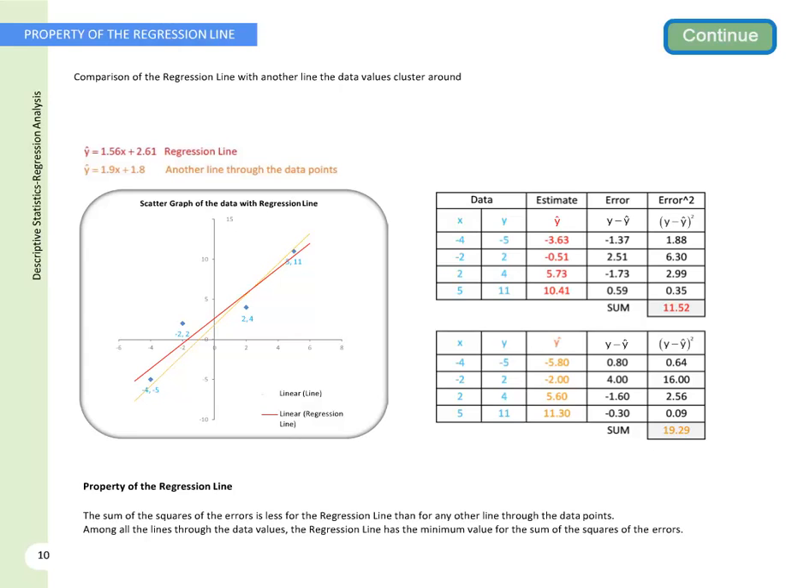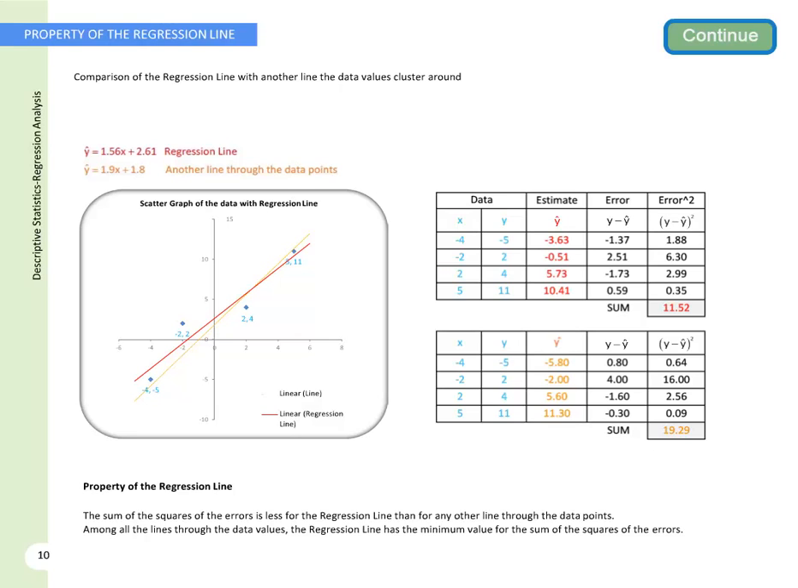The equation of the regression line is y hat equals 1.56x plus 2.61. The other line has the equation y equals 1.9x plus 1.8. I randomly chose that line. The regression line can be imagined as the line connecting the points that represent the means of y values, corresponding to each value of x.